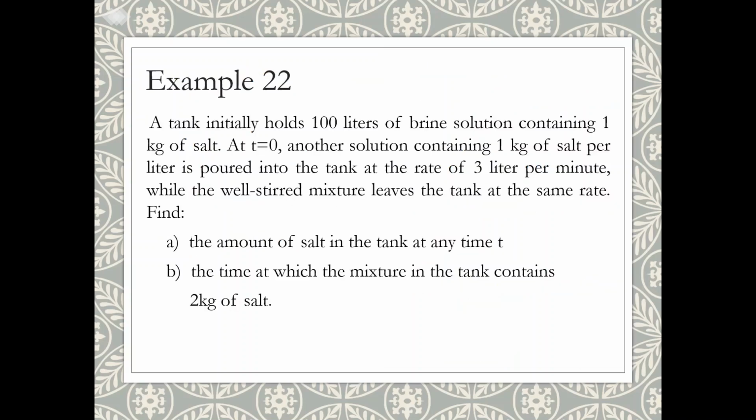Refer to example 22. A tank initially holds 100 liters of brine solution containing 1 kg of salt. At t equal to 0, another solution containing 1 kg of salt per liter is poured into the tank at the rate of 3 liters per minute, while the well-stirred mixture leaves the tank at the same rate. Find the amount of salt in the tank at any time t and the time at which the mixture in the tank contained 2 kg of salt.